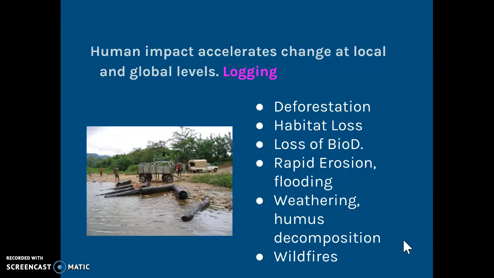We'll see, again, rapid erosion, flooding, weathering, and humus decomposition. This is like the nutrient composition within the soil. We're not going to see as much of that because there are fewer trees. And of course, increased wildfires as well.